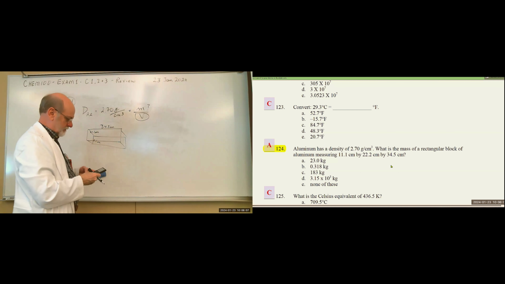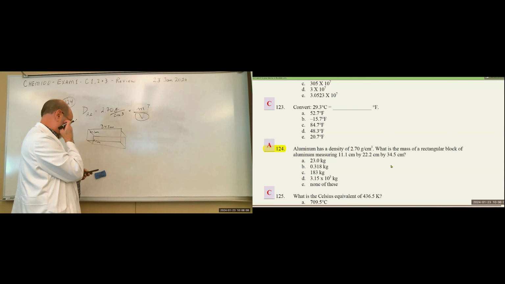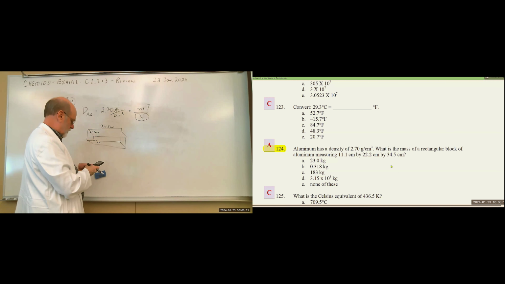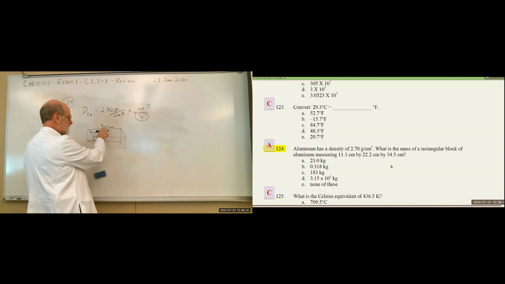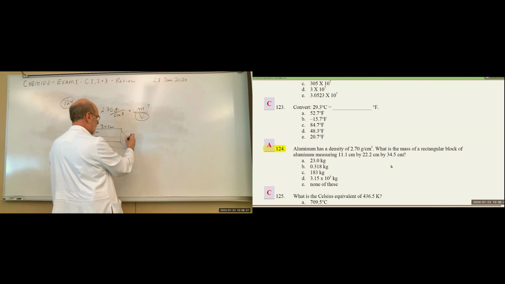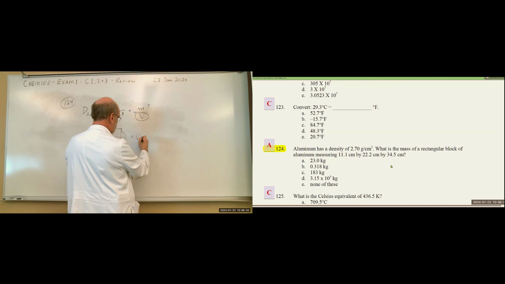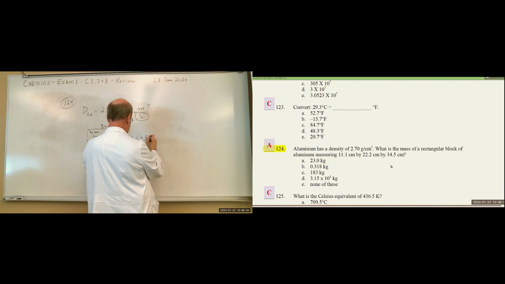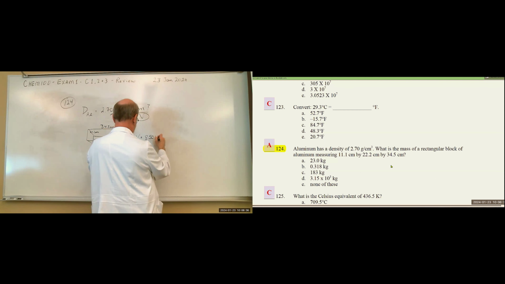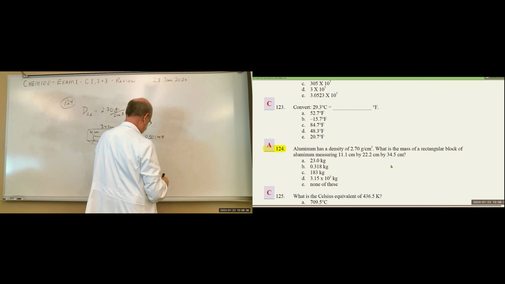Correct? Just checking myself. 22.2. Let's start over again. 34.5, 22.2. There we go. 11.1 times. Okay. So we got three significant figures here. We can keep three in the answer. So the volume here equals, let's see, 850,149.